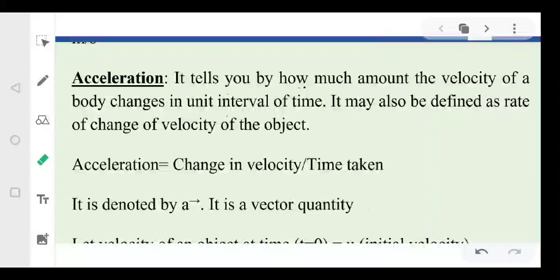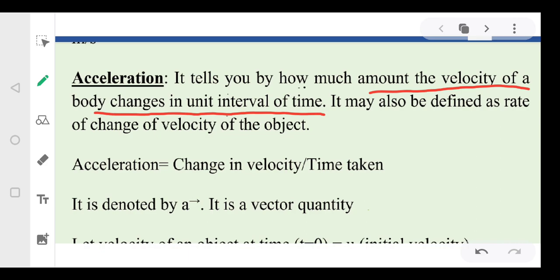Here comes acceleration. It is the quantity which tells us by how much the velocity of a body changes in unit interval of time. That is, acceleration, we also call it the rate of change of velocity. If the velocity is increasing, the acceleration will be positive. If the velocity is decreasing, the acceleration will be negative.